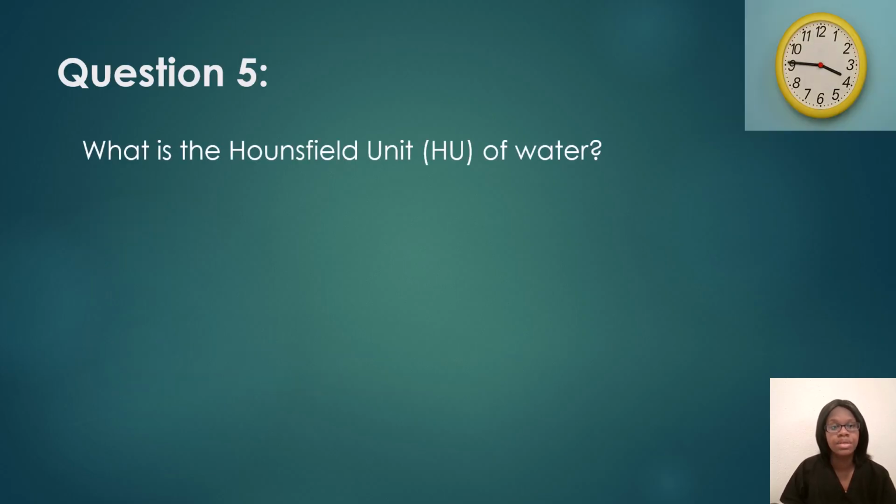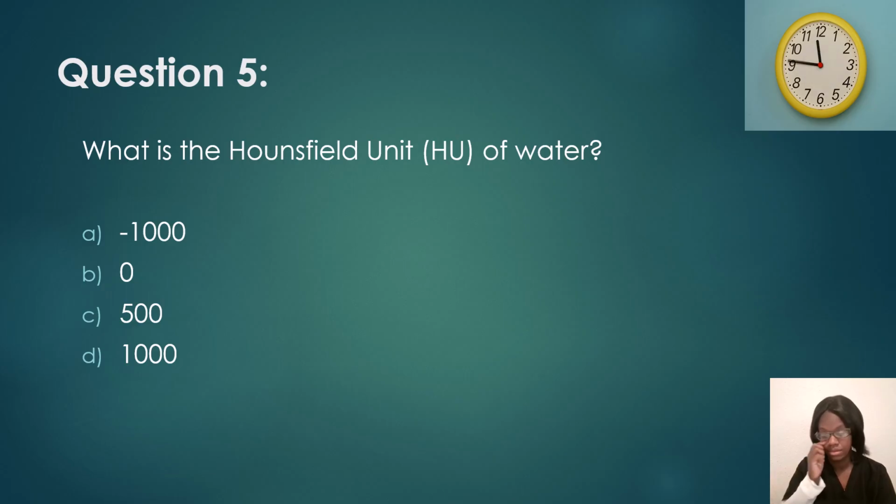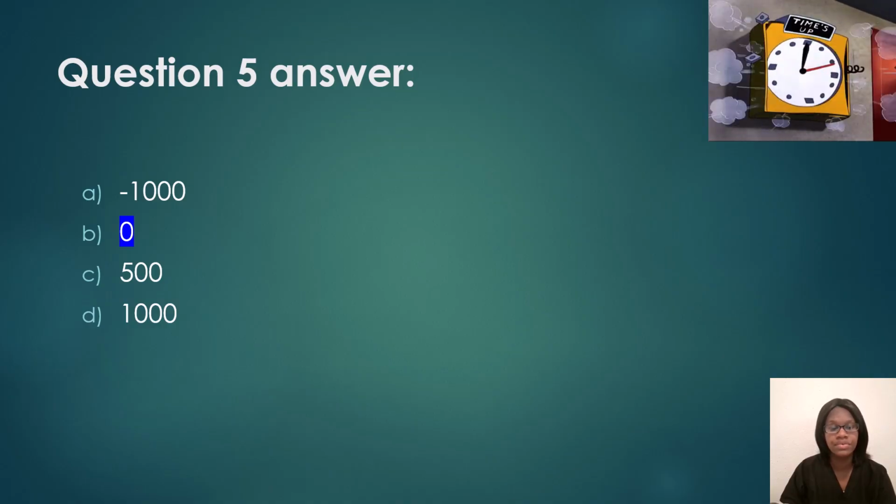Question 5. What is the Hounsfield unit of water? A, negative 1,000. B, 0. C, 500. D, 1,000. All right, the correct answer is B, 0.